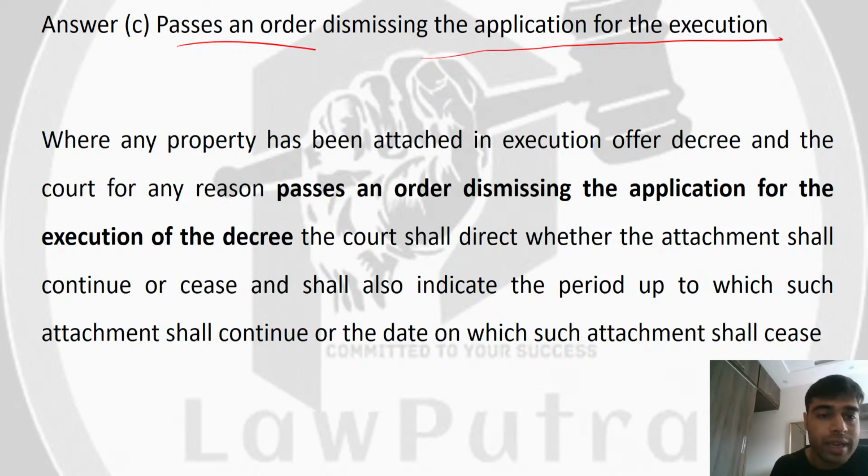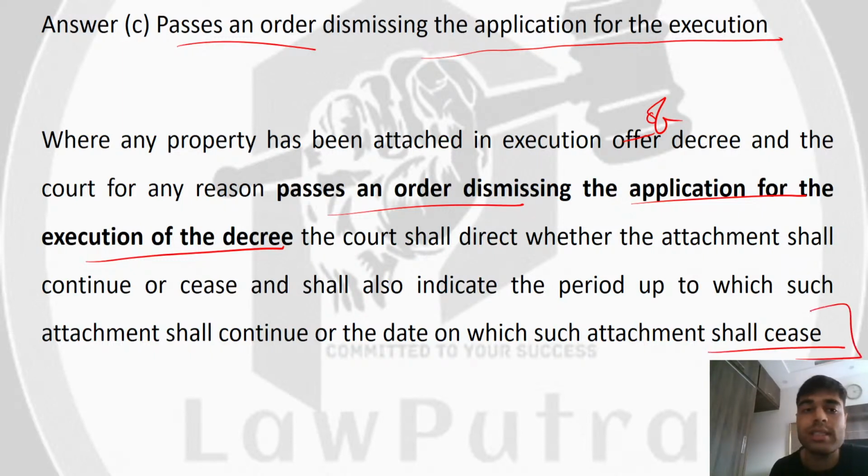It says that where any property has been attached in execution of a decree and the court for any reason passes an order dismissing the application for execution of the decree, the court shall direct whether the attachment shall continue or cease and shall also include the period up to which such attachment shall continue or the date on which such attachment shall cease.